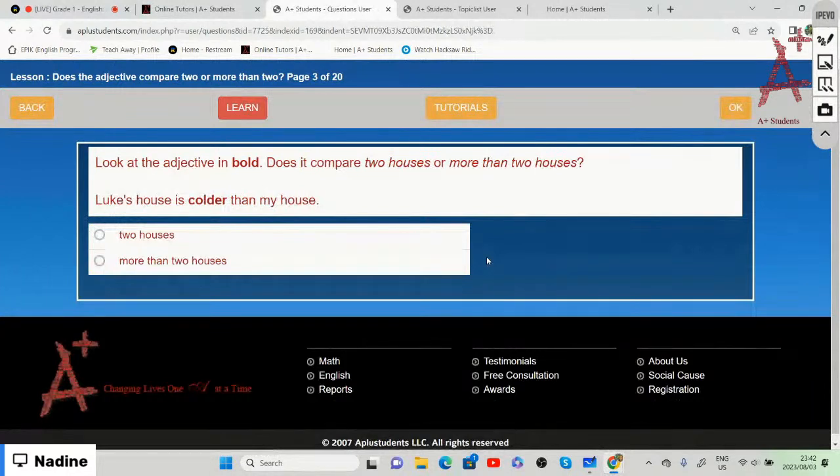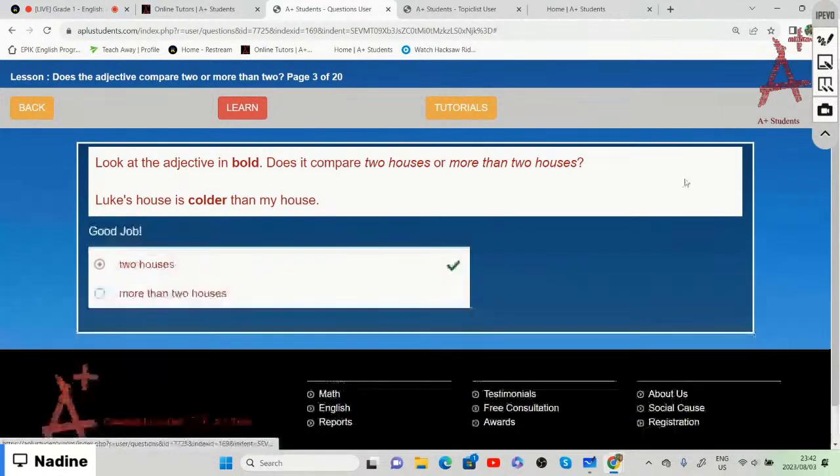And Luke's house is colder than my house. Are two houses compared or more than two houses compared? In this case, two houses are compared, because Luke's house as well as my house is being compared. They're basically just saying Luke's house is colder than my house. So we're just talking about my house and Luke's house. So two houses are being compared.